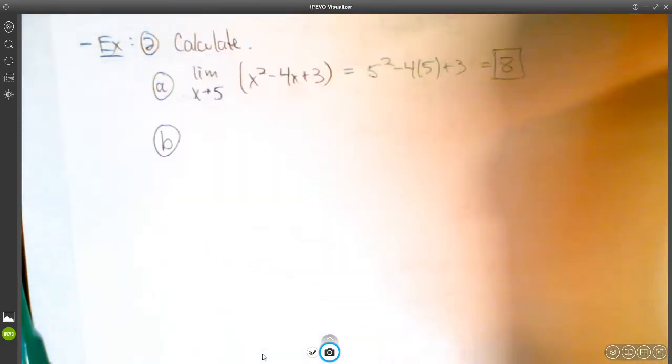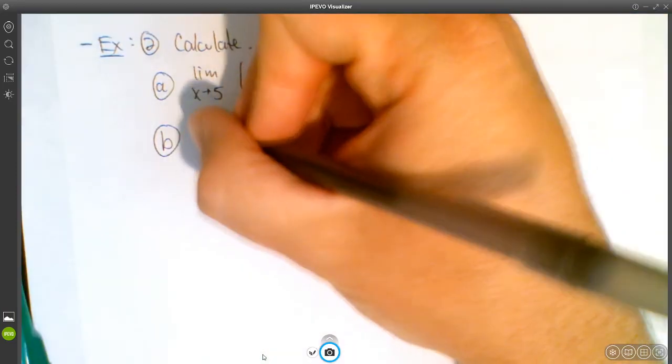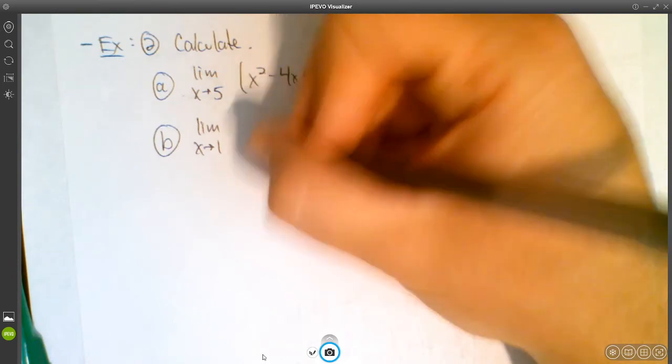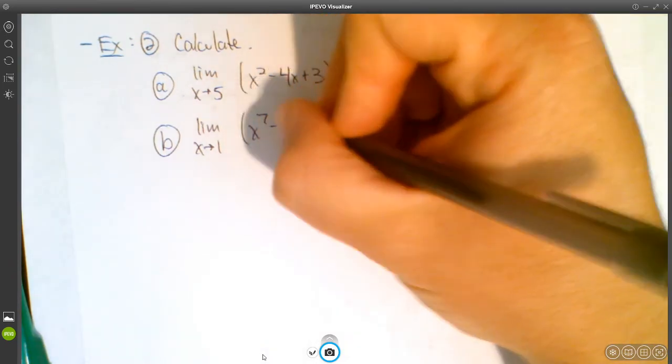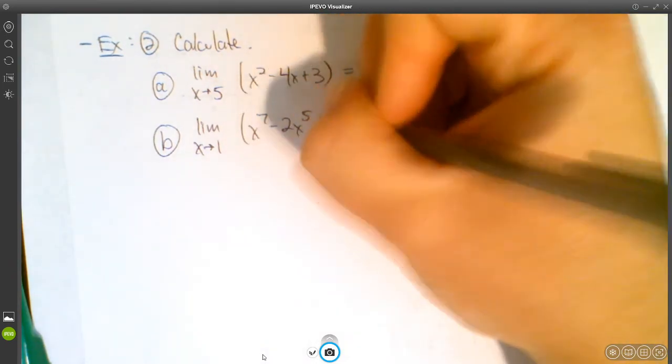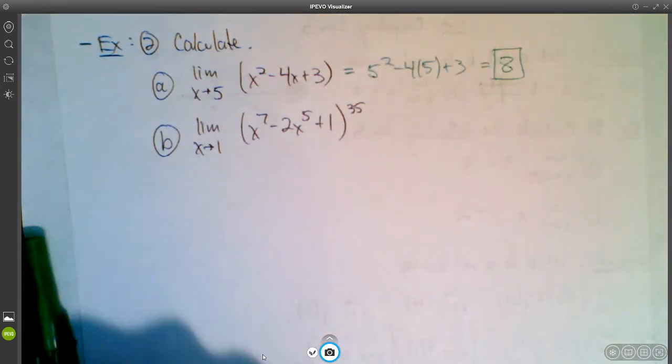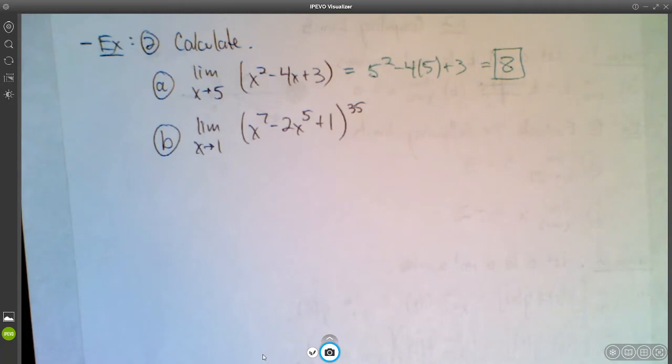Okay, here's another one. Limit as x approaches 1 of x to the 7th minus 2x to the 5th plus 1, to the 35th power. Ooh. Okay, go ahead and give it a pause, see if you can work this one out.